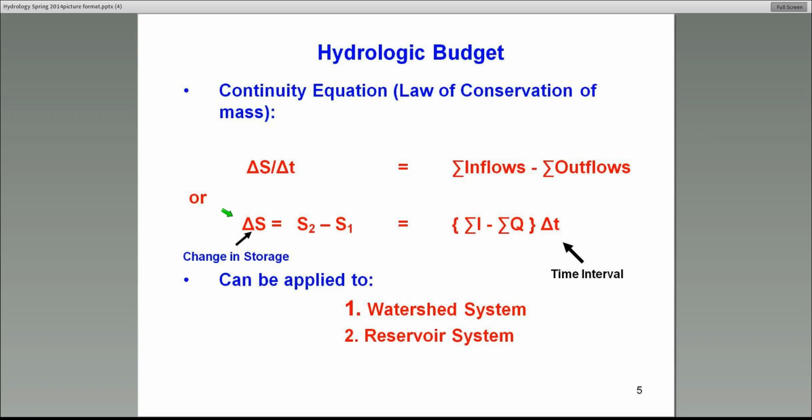Keep in mind that S2 is the end storage and S1 is what you started with in the beginning. Delta T is a time increment or time interval that we need to select, or it will be specified in the problem. Typically for a watershed system, we're looking at an annual time frame. Delta T is 1 year or 365 days. If we look at a reservoir system, typically it's 1 month. The average number of days in a month is 30.5 days, which you can assume. If they give you a specific month, obviously the number of days will be known.